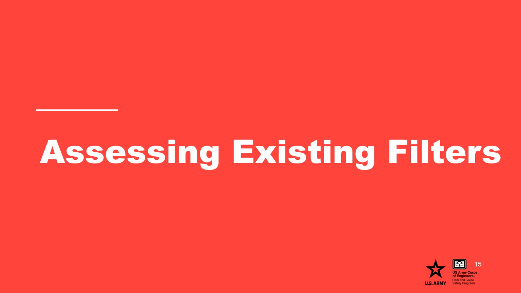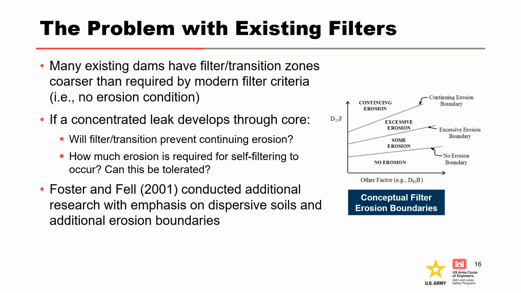Now that we've covered an overview of continuation, we move on to a discussion of how to assess existing filters. Many existing dams have filter or transition zones that are coarser than required by modern filter criteria.